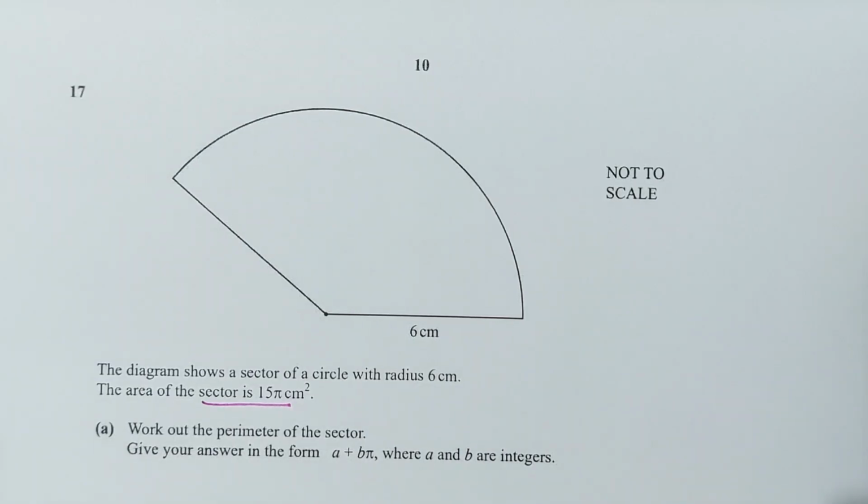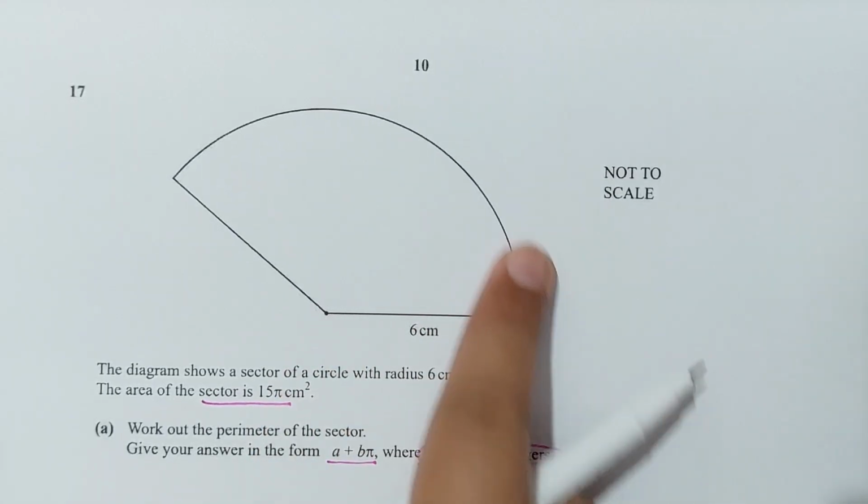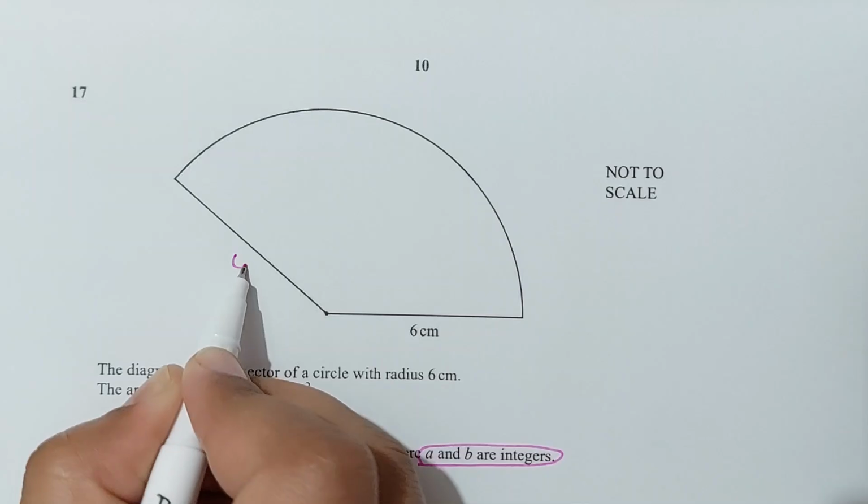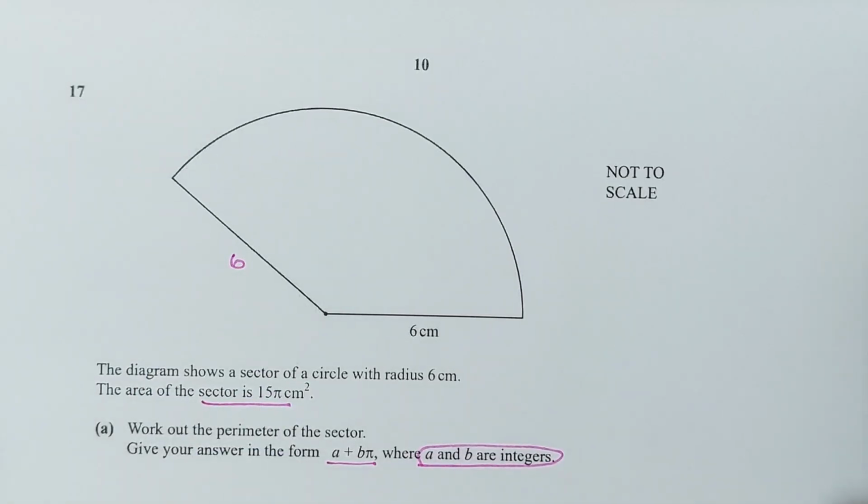Part A, work out the perimeter of the sector. Give your answer in the form of a plus b pi, where a and b are integers. Okay, we have to find out the perimeter of this sector, which is radius plus arc length plus radius. We have to solve for the arc length. Since we have been given the area of a sector, we use the formula. Since it is given in terms of pi, we have to use the pi formula for area of a sector, which is equal to half r square theta.